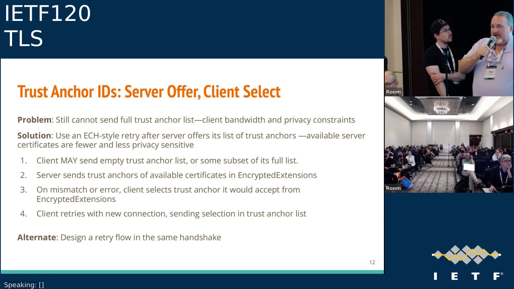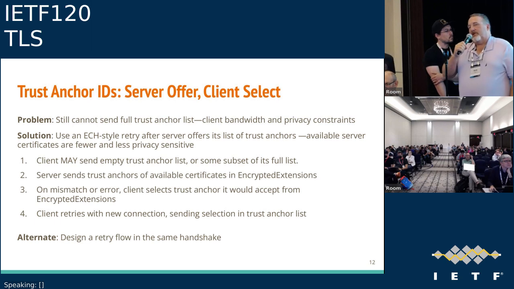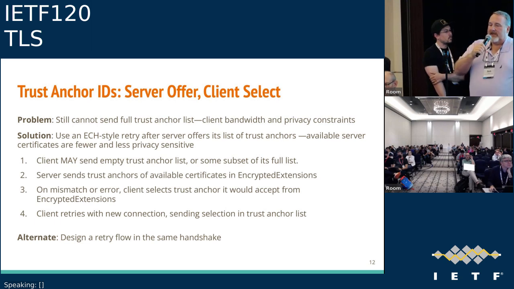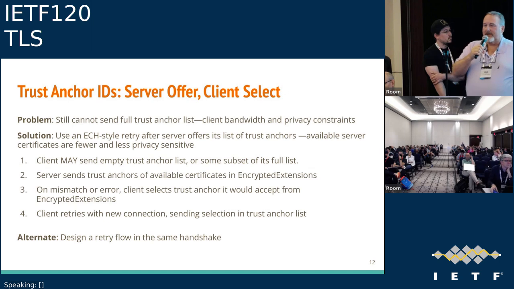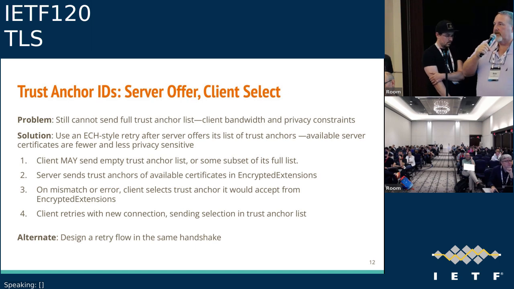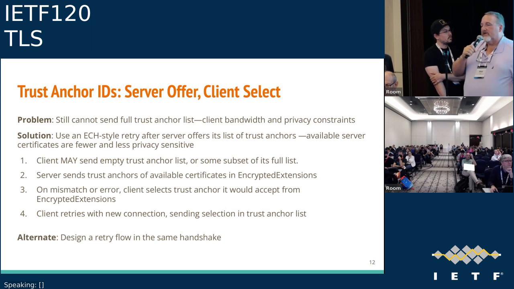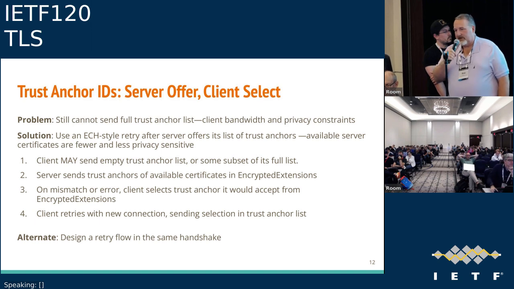The difference here is that we do end up in most situations being server offer and client select. We don't want to send the full trust anchor list, or we want to not require you to send the full trust anchor list. There might be client bandwidth, or there might be privacy concerns about exposing everything the client actually trusts. Instead, we use a retry in the same style as encrypted client hello after the server can offer its full list of trust anchors.